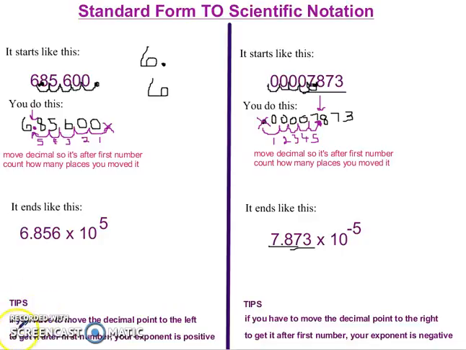So let's look at our tips. If you have to move the decimal point to the left to get it after the first number, then your exponent is positive. If you have to move your decimal point to the right to get it after the first number, after the 7, your exponent is negative.